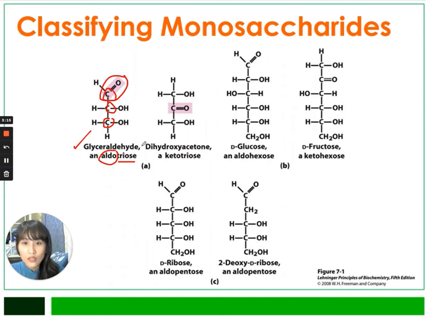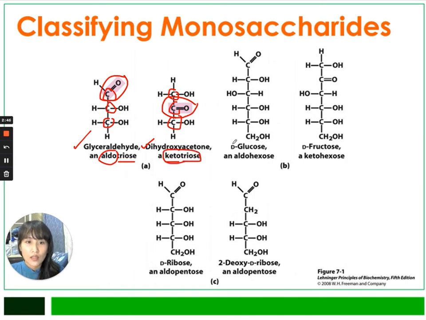On the other hand, we have dihydroxyacetone. We can see here that the carbonyl group is in a position other than the end of the carbon unit, so we will call this a keto, or ketose. We will now count the number of carbons: 1, 2, 3. So the final answer would be a ketotriose.